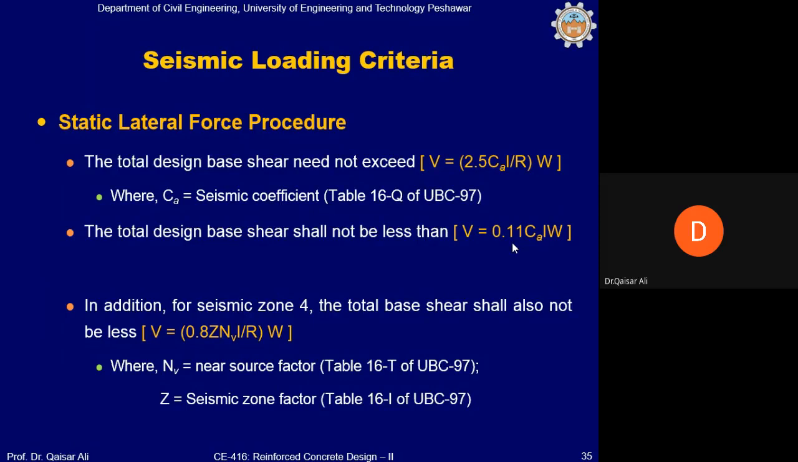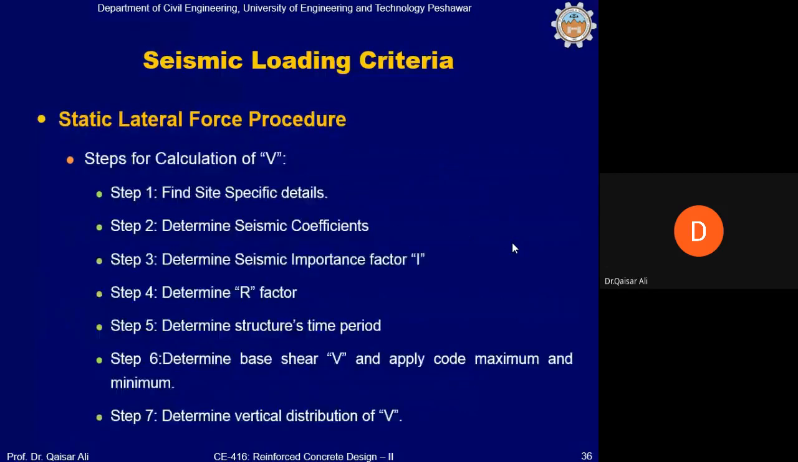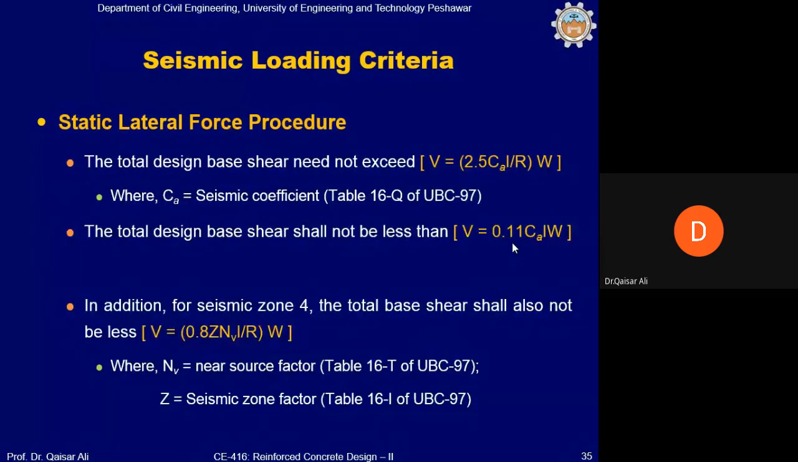However, the derivation of these seismic coefficients is beyond the scope of this lecture. If you are interested in the derivation of these coefficients, you can go through the seismology books. You will find how CA and CV are derived.